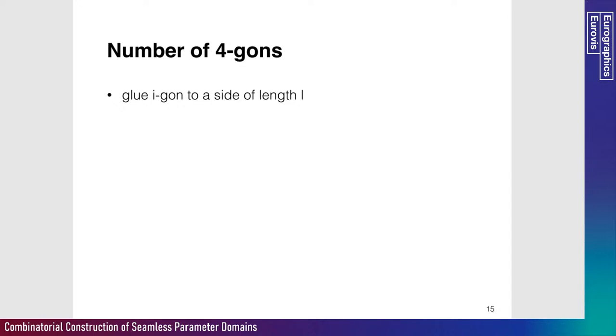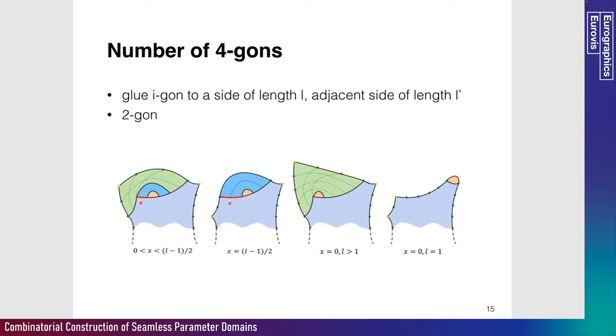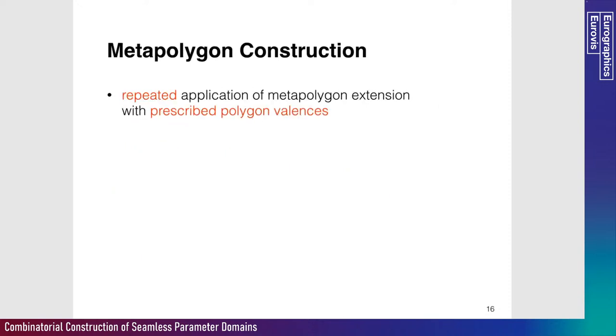When we need to glue a 2-gon, sometimes we also need the length of the sides adjacent to the glued side. Let's say it's L prime. Again, the number of 4-gons can be formulated in this way. By considering this, one can make the choices such that the complexity of the final metapolygon is minimized. But whatever choice is made, the algorithm provably yields a valid result.